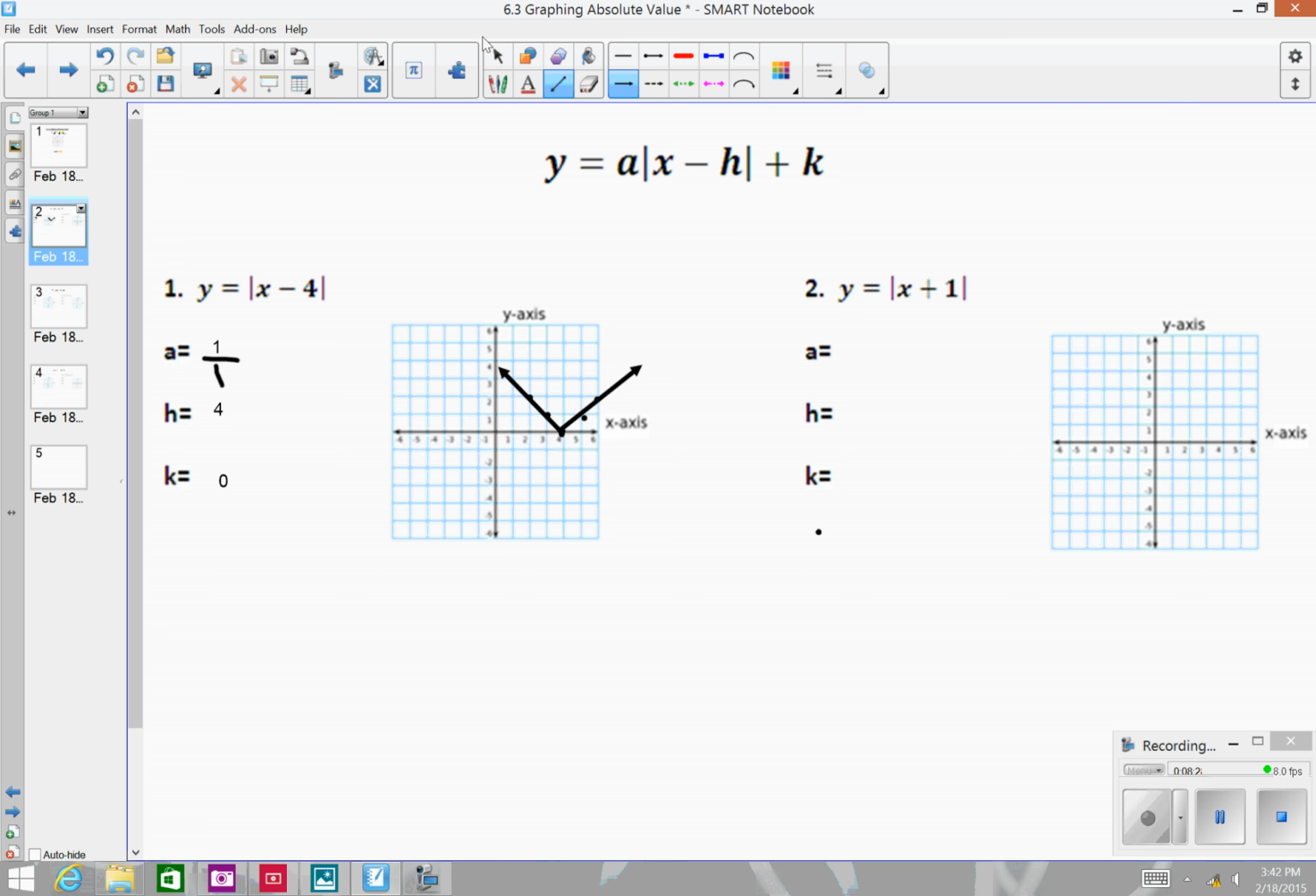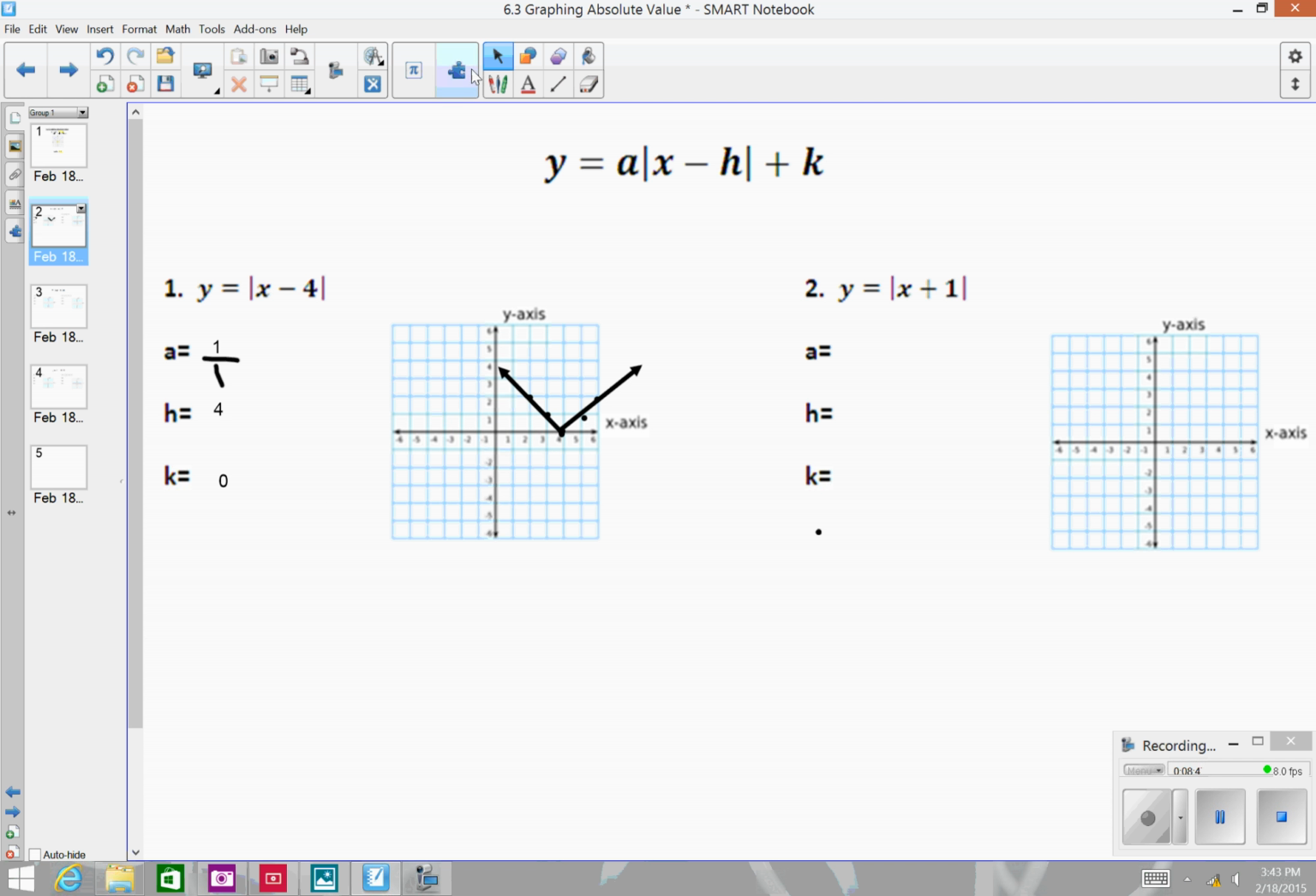Okay, so the first thing I did was distinguish what my A, H, and K values are. Then I'm going to go ahead and plot my H comma K, or my vertex. In that case, it was 4 comma 0. And then I'm going to go ahead and move along the slope. So let's try it again.